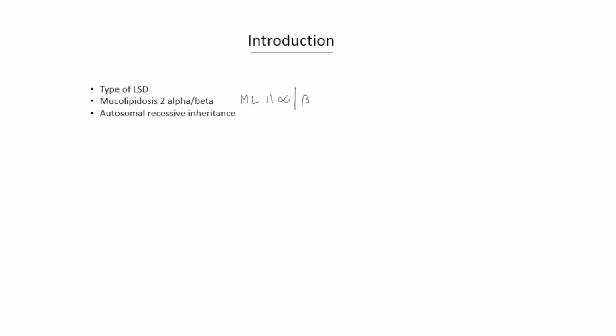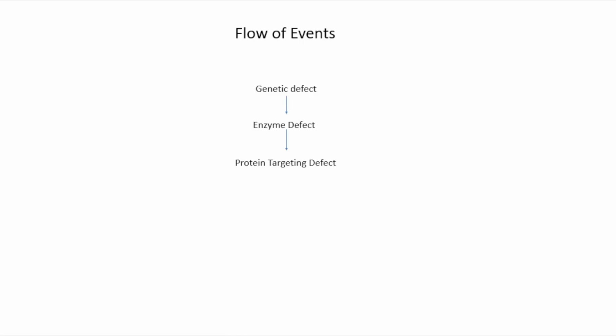Now let's dive into the origin of I-cell disease. We are going to look into its origin from different angles. We have to know the flow of events that occurs in I-cell disease. The underlying defect is a genetic defect, which in turn leads to an enzyme defect, which will ultimately lead to a protein targeting defect. So we are going to discuss the genesis of I-cell disease at different levels: genetic level, enzymatic level, as well as protein targeting level. Let's begin with the protein targeting part.